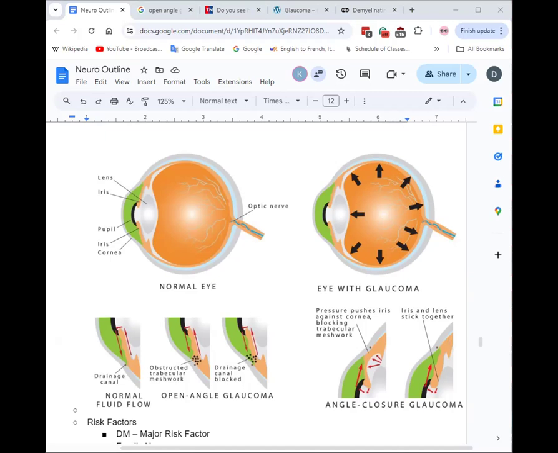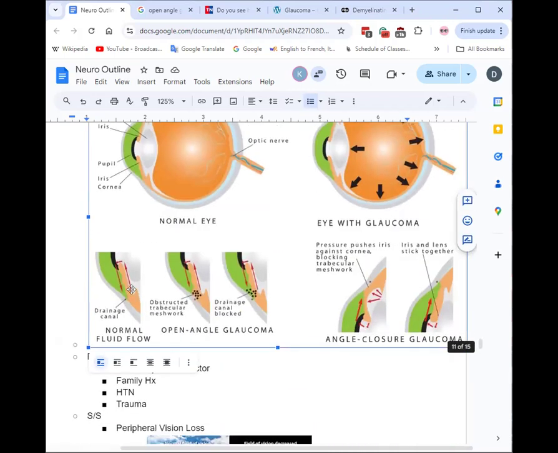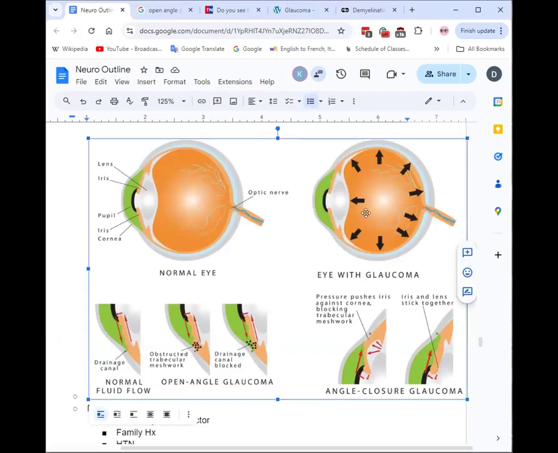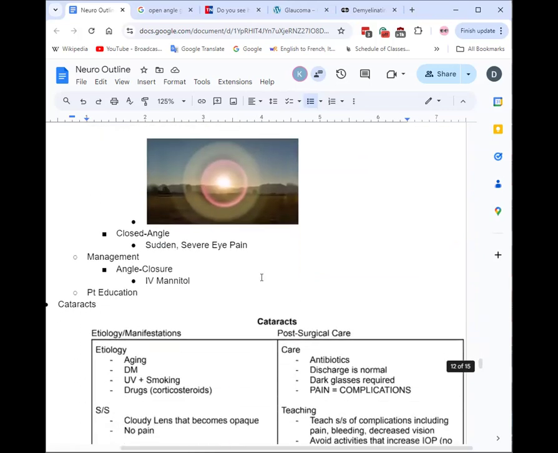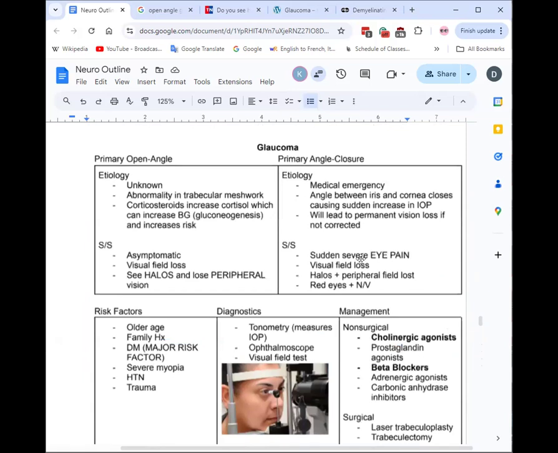Anyone? Fellows? Yeah. Do you guys want me to keep this picture in or nah? I don't want to make it too much info. I don't know if it helps you. Open angle is like atherosclerosis, and angle closure is like an eye version of an MI. That's why you have that severe pain going on. Okay, cool beans.